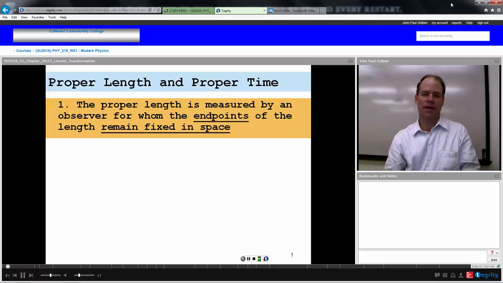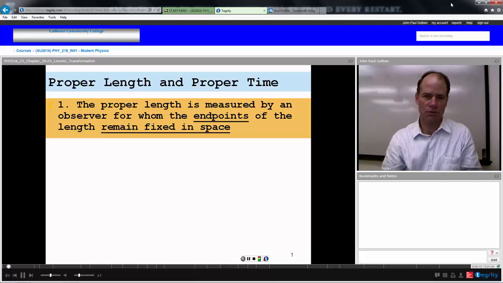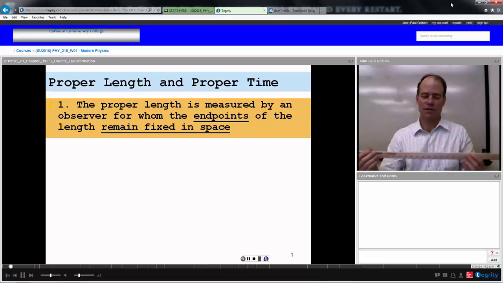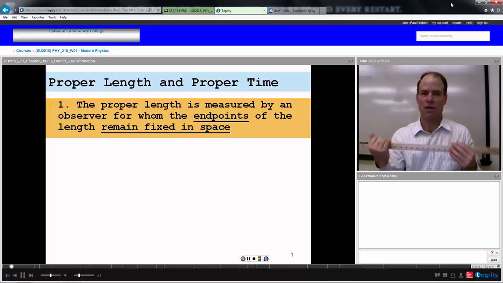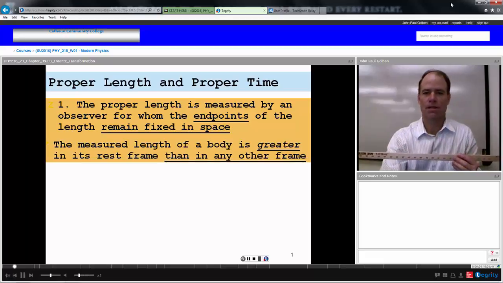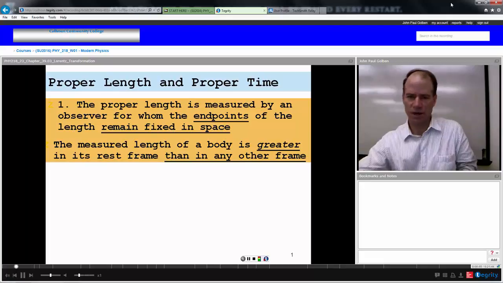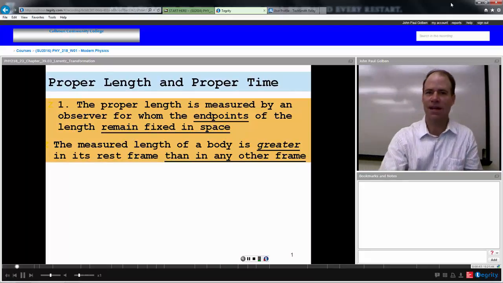The proper length is measured by an observer for whom the endpoints of the length remain fixed in space. So if the length is in your rest frame, the full length, you have the proper length. And anybody else moving with respect to you is going to observe that length to be contracted. So the measured length of a body is greater in its rest frame than in any other frame.